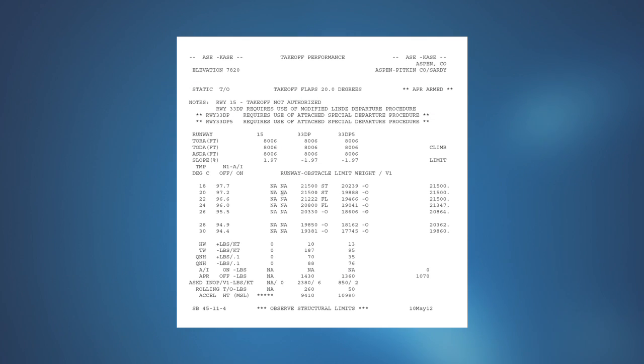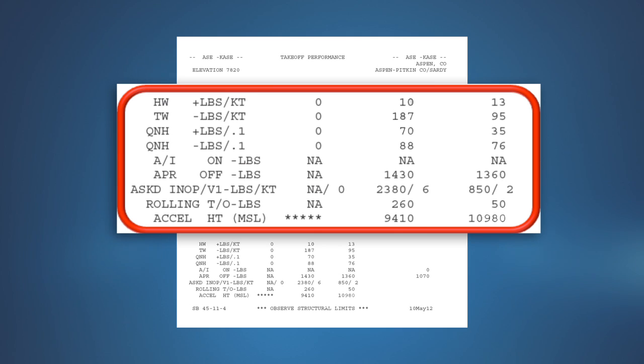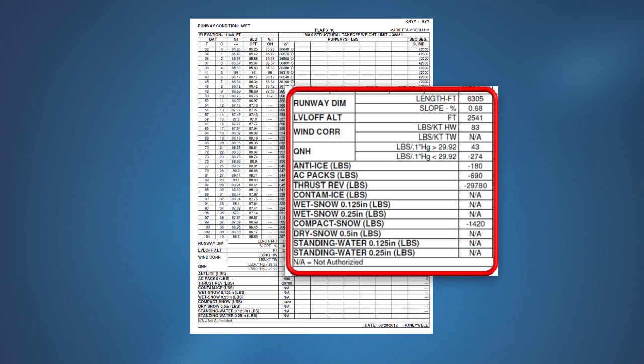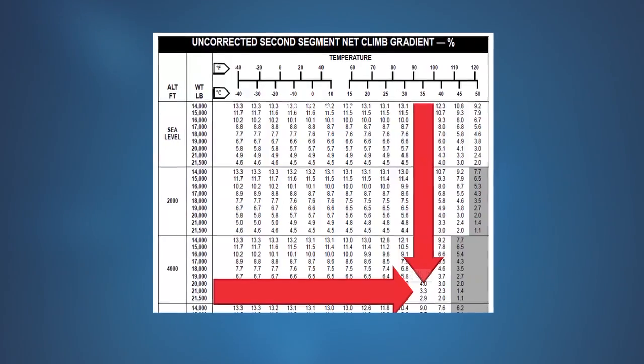Using data furnished in the AFM, the engineer determines weight limit additions or subtractions applied to the runway limit weight to account for headwind or tailwind component, non-standard atmospheric pressure, engine bleed and ice protection configuration, and so forth. In some cases, the corrections are tabulated as part of the airport analysis, and the flight crew must apply adjustments to the limit weights.